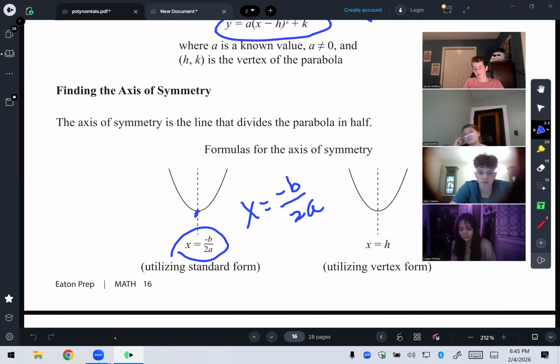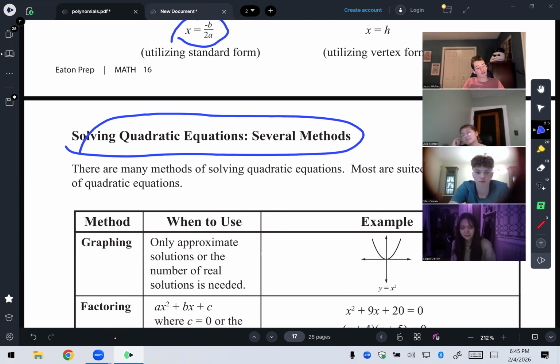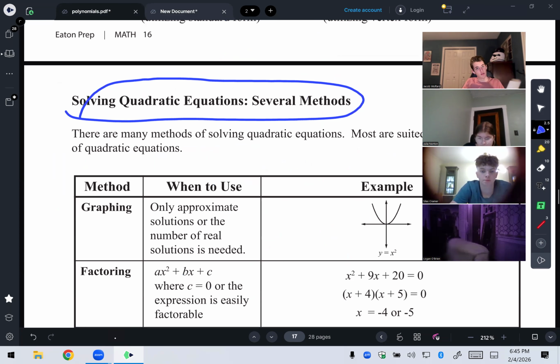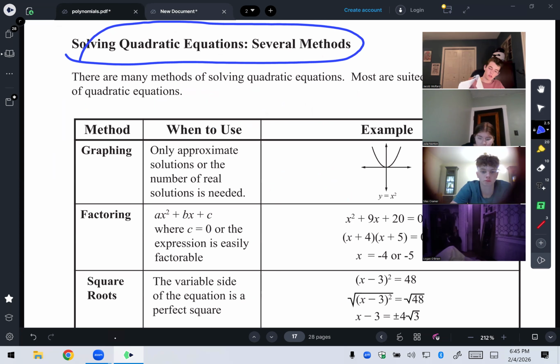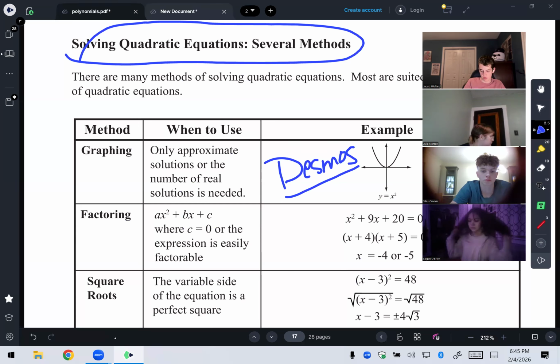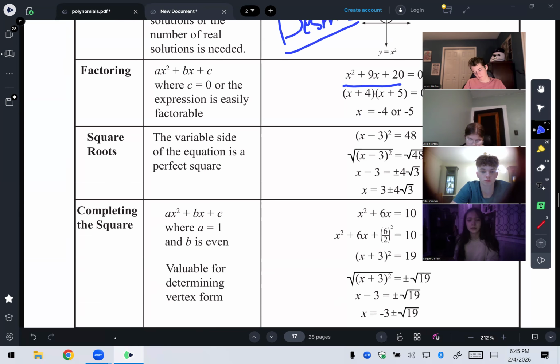Okay, solving quadratics. Here are the several methods. You can use Desmos, obviously. You could factor it. They don't always factor though, right? They don't always factor. You could use the square root of both sides. Complete the square. We're going to do that next week when we do circles. So next week and the week after, we're going to cover all the geometry.